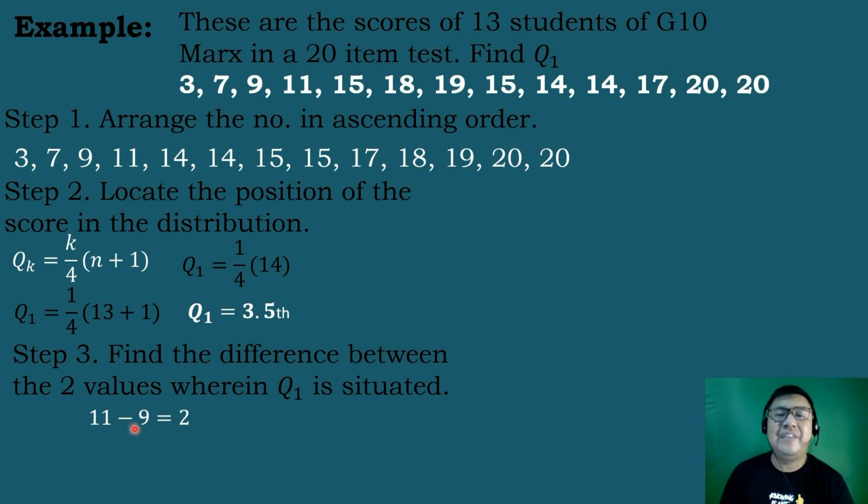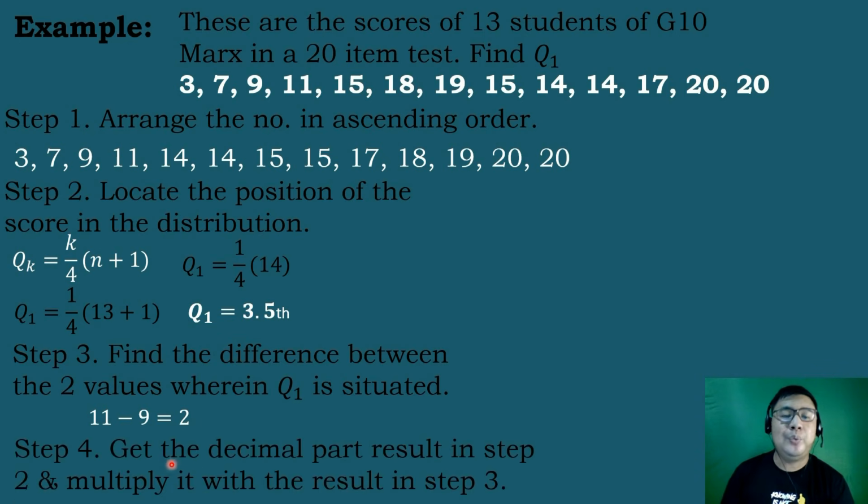So we have 11 minus 9, and that is equal to 2. And then after we get the difference of the two numbers wherein quartile 1 is situated, we will now get the decimal part result in step 2, and multiply it with the result in step 3.